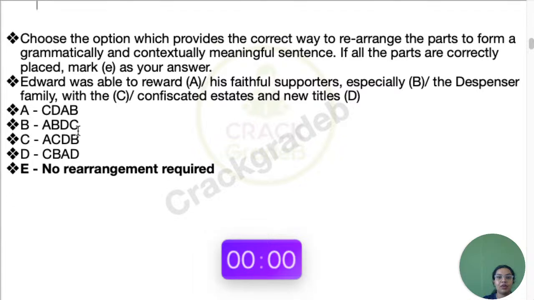No rearrangement required. Edward was able to reward his faithful supporters, especially the Dispenser family, with estates and new titles.